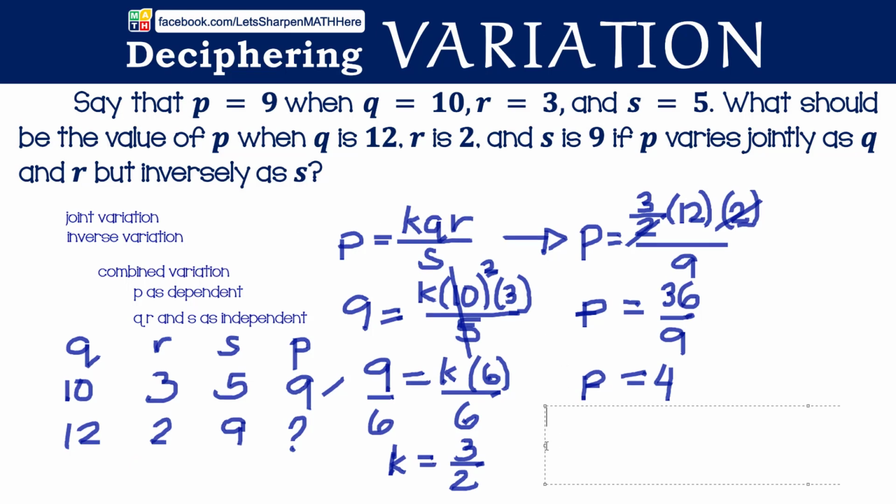Again, in sentence form, when Q is equal to 12, R is equal to 2, and S is equal to 9, the value of P is equal to 4. This completes our process. This is how we solve a combined variation like this.